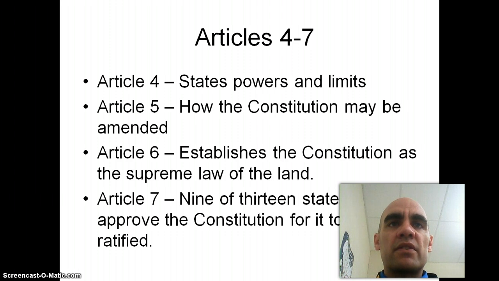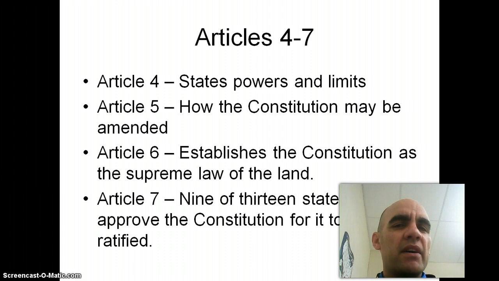The other articles: Article 4 talks about the powers and limits that the states have. Article 5 talks about how the Constitution may be amended. Article 6 is also known as the Supremacy Clause. It establishes that the Constitution is the supreme law of the land. No law, no state law, no local law can go against the Constitution.